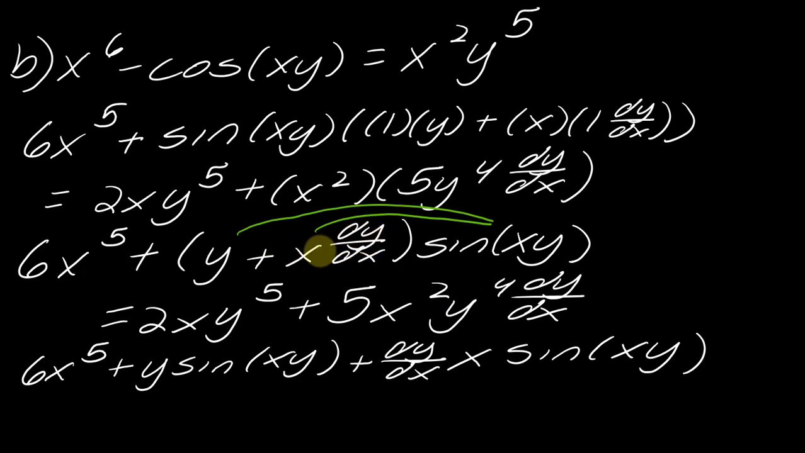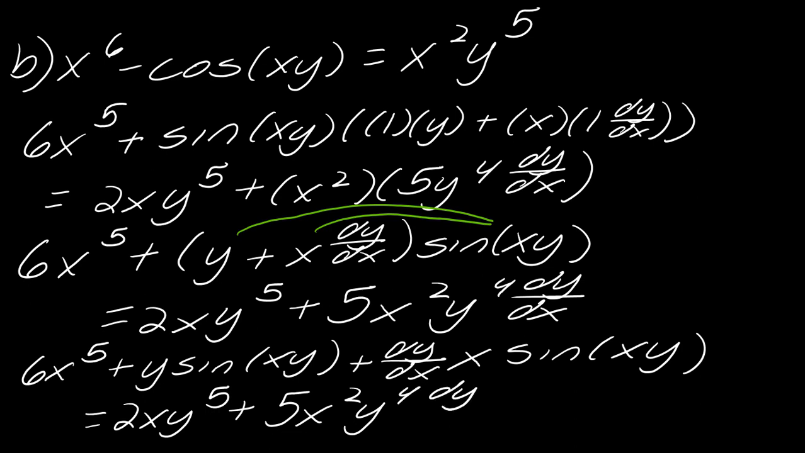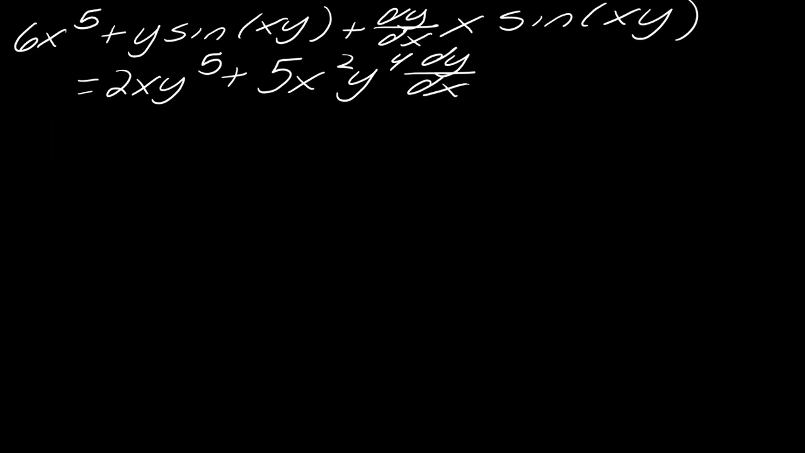So notice how I distributed all of this to here. And then this equals 2x y to the 5th plus 5x squared y to the 4th dy dx. Okay, so we're still not done, right? So now I need some more room. Okay, so now I've got lots of space, and so just notice where my dy dx is.